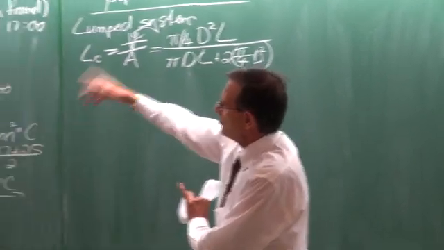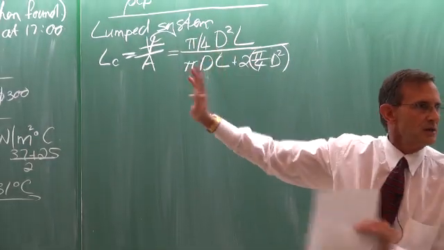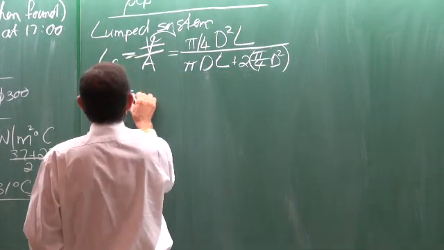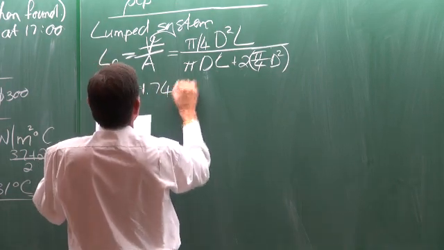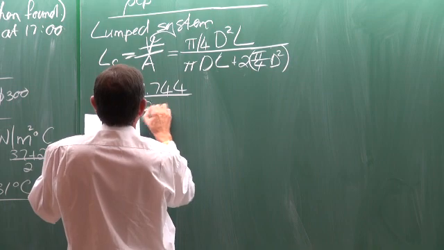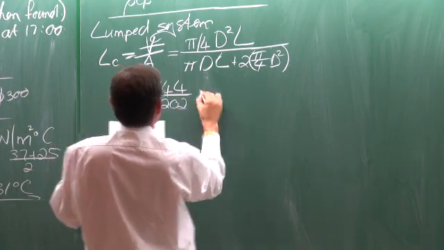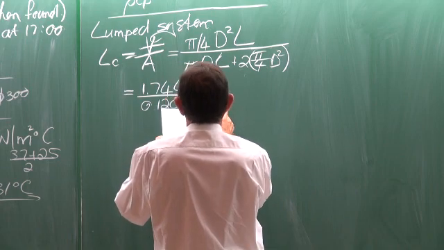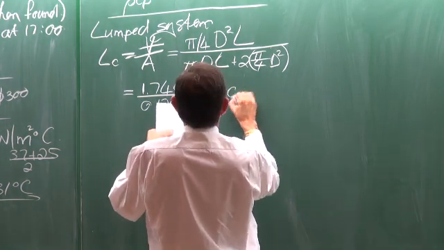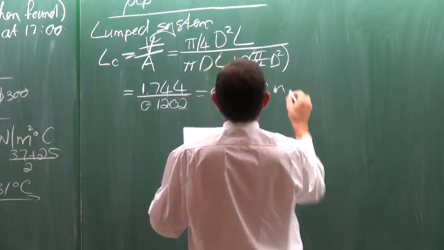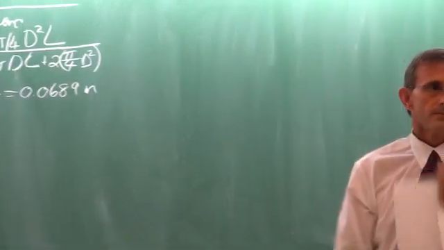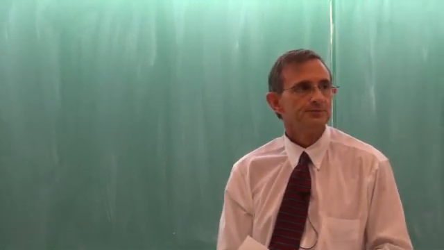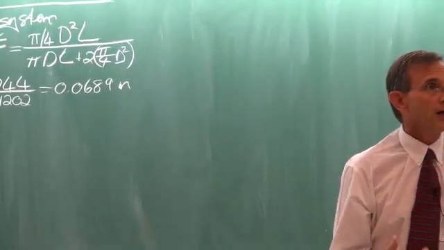Right, I'm not going to do the substitution of all the values. The diameter is 0.3, the length is 1.7, so it's elementary. But we are going to use it, so I'm just going to write down the value of the volume, which is equal to 1.744, and the surface area, which is equal to 0.1202, and that would then give us a characteristic length of 0.0689 meters. Okay? Right. Now we want to calculate the Biot number.